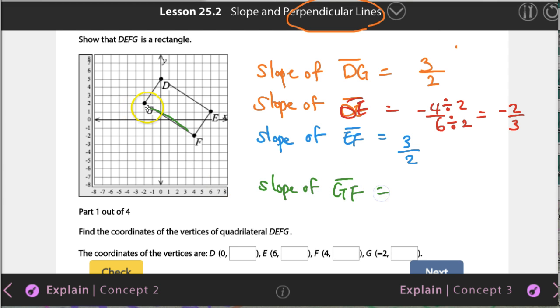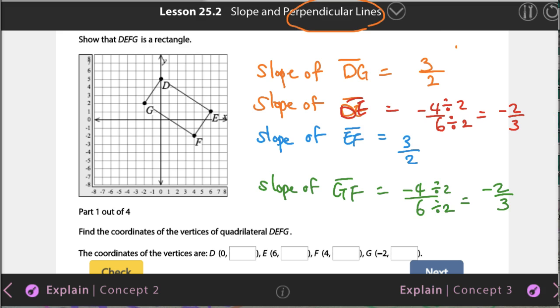There you go. Again, we have to start from the top, and then we have to go down to get to F. 1, 2, 3, 4. Because we went down, it's -4 over. Now, how many to the right? 1, 2, 3, 4, 5, 6. Again, we have to simplify, divide the top and the bottom by 2. You get -2/3.